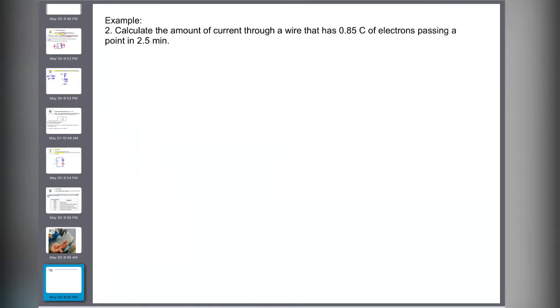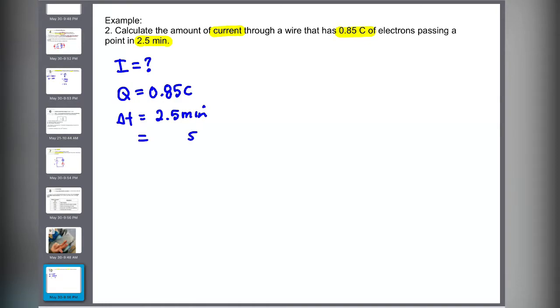I'm jumping all over the place, but I'm just going to finish the math first. Question 2. I'm at the last page, the last example. Calculate the amount of current through a wire that 0.85 coulombs passes a point in 2.5 minutes. So they want you to find current. You check up, current is the symbol I. And they give you 0.85 coulomb, which is your charge, Q. And the time is 2.5 minutes.